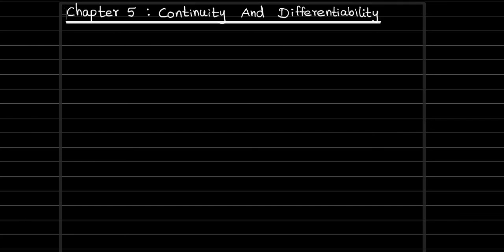In this video, we are going to see for CBSE Board Grade 12 Standard Maths, Chapter number 5, Continuity and Differentiability. Already in the previous videos, I have explained the solution of example 1 to example 12. And now in this video, we are going to see the solution for example 13.